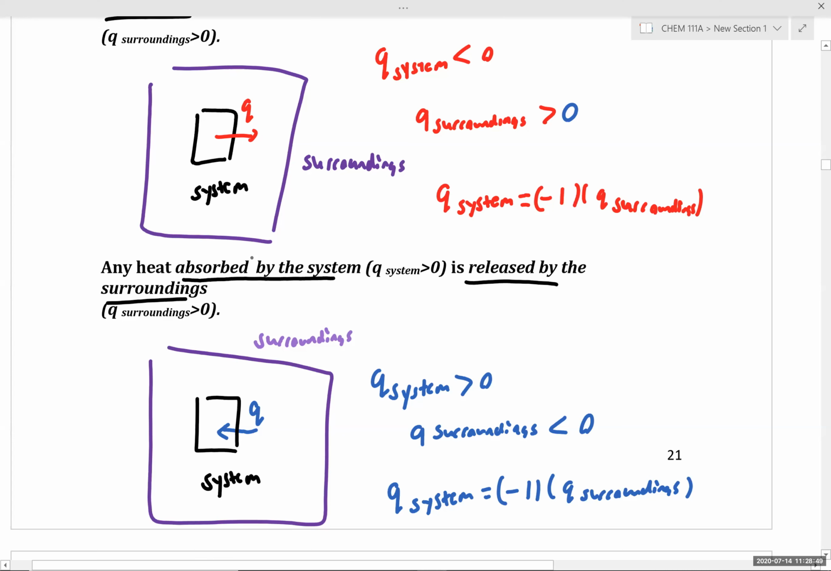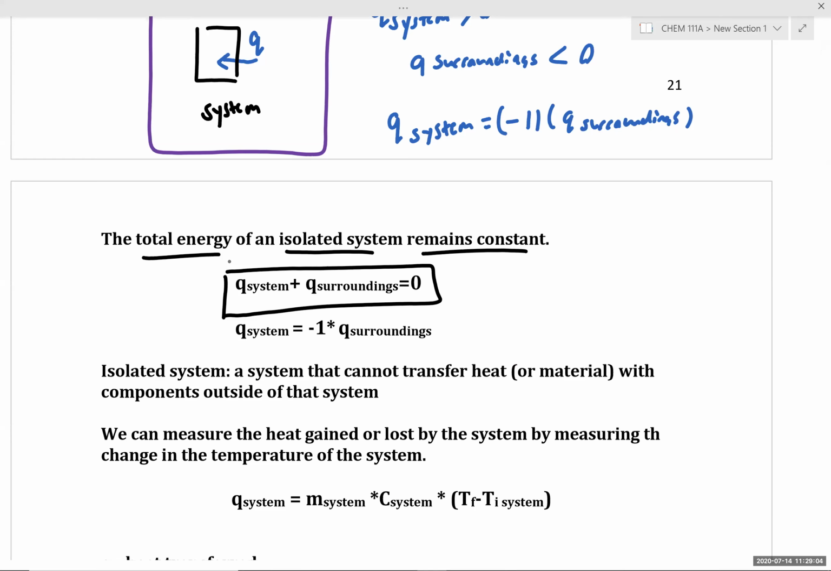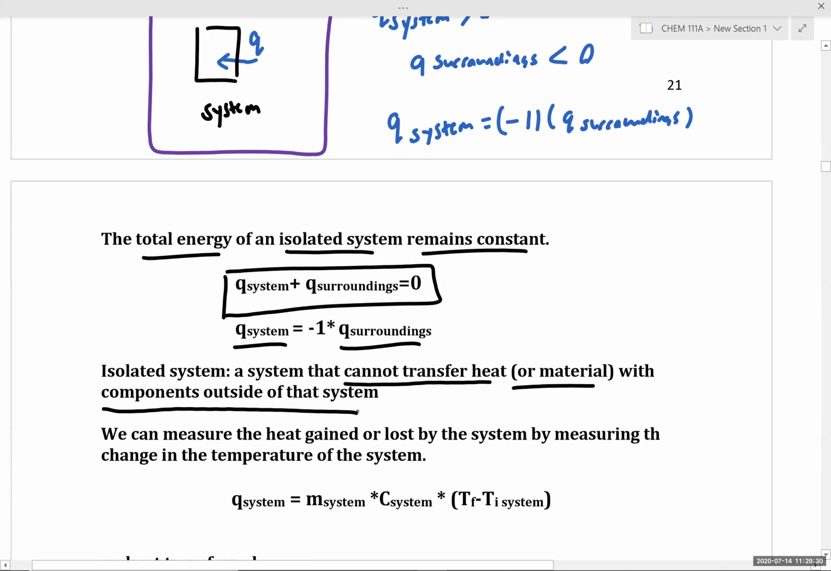Okay, so let's keep going with this concept. If we know that the total energy of an isolated system remains constant, if we add up all of our heat gained and lost by our system and surroundings, we should get 0. Solving this expression, we see that the heat exchanged by our system is equal to -1 times the heat exchanged by our surroundings. Note, an isolated system is a system that cannot transfer heat or material with any components outside of that system.